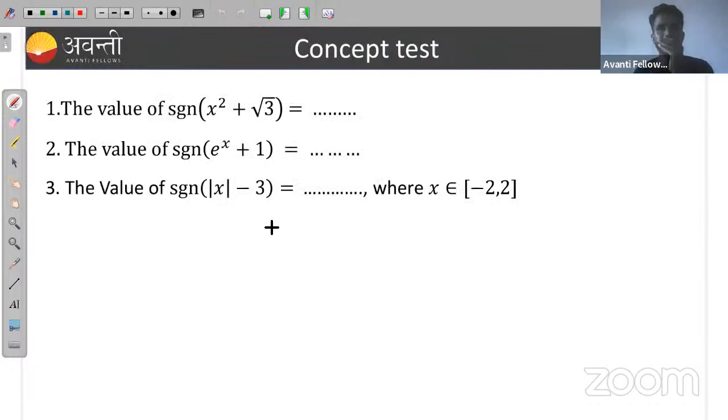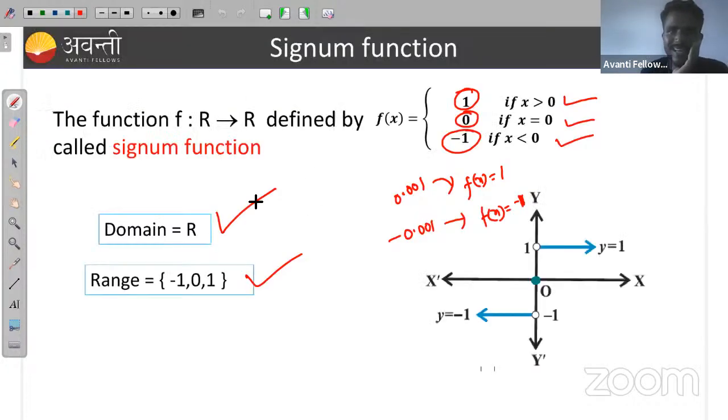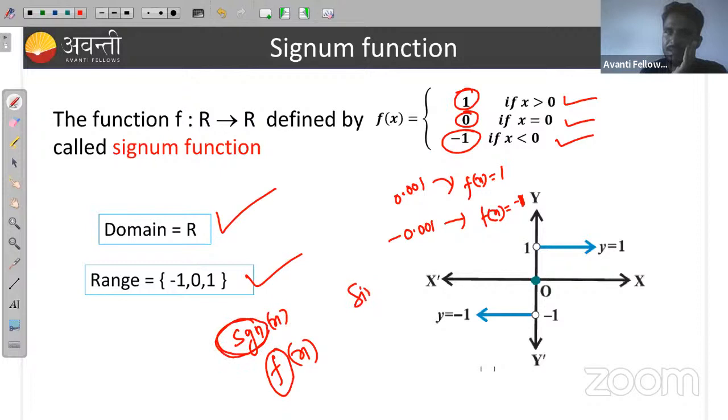Now the value of signum x square plus root 3 कितना आएगा बताओ? इस signum function को sgn x लिखते हैं, इसका नाम ऐसे है. ठीक है. जैसे f of x, मतलब फंक्शन का नेम ये है. सिमिलरली सिग्नम फंक्शन मतलब sgn x, जैसे साइन फंक्शन को लिखते हैं sin x, मतलब ये उसका नाम है. देन इट्स वेरिएबल, मैं लिखूंगा साइन थीटा, ये थीटा उसका एंगल. मतलब इसका इनपुट थीटा है.